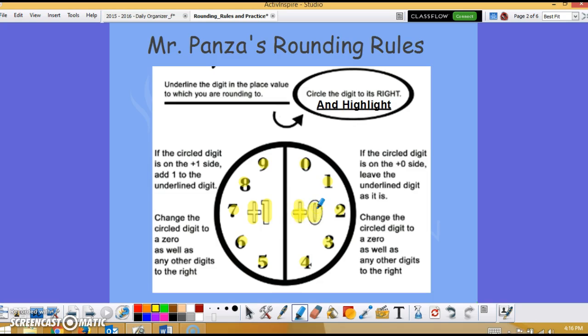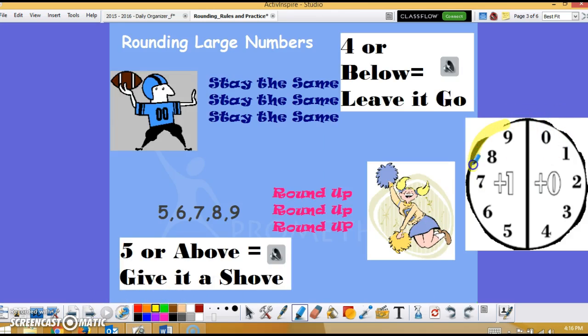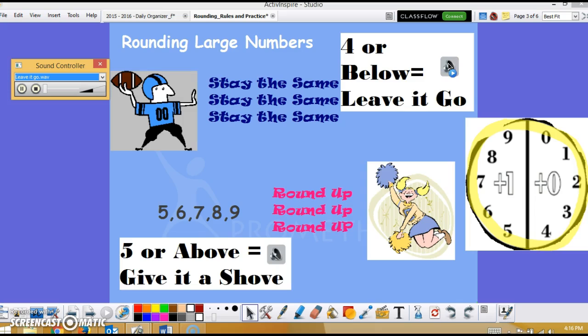It stays the same. So this circle, along with the chant, when you're talking about 4 or below, you obviously then leave it go. And when you're talking about 5 or above, you give it a shove. So these two things go hand in hand with Rule 3.